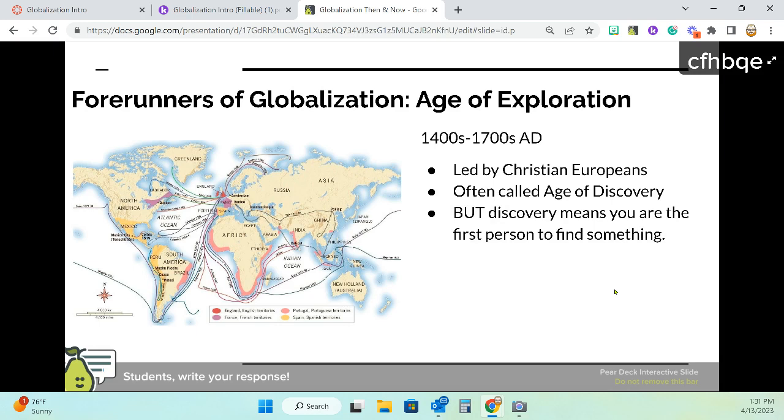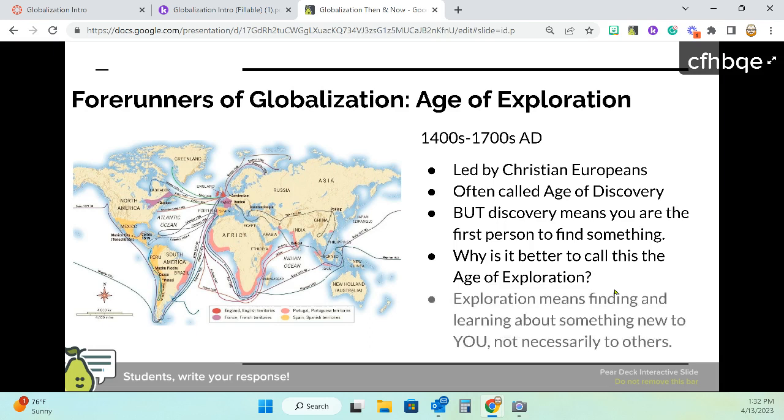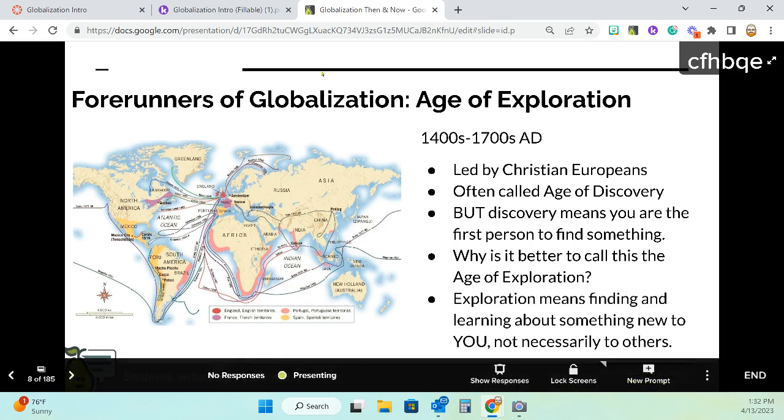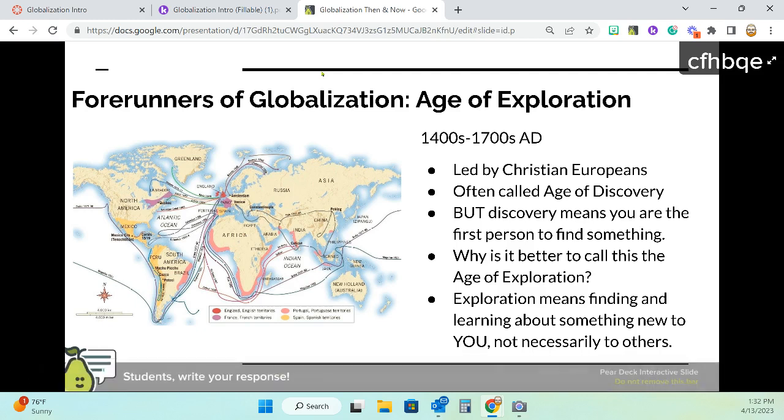It's less frequently called the age of discovery. Some people are still kind of touchy about changing the name. The problem with the label age of discovery is if you say you discovered something, nobody's ever found it before. If Alexis in a lab should find a brand new element to add to the periodic table, that's a discovery. Right? Nobody's ever found that before. But we should probably call this instead the age of exploration. And more teachers and more textbooks do. The reason for this is exploration simply means that you are learning about something that is new to you. Not new to other people, but new to you.